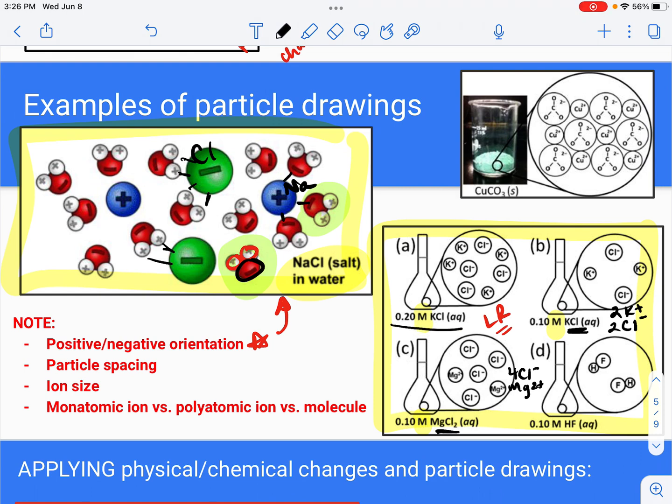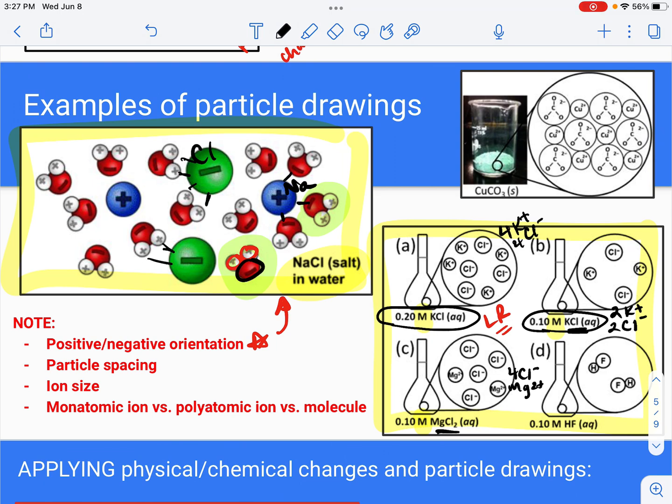Also notice that this solution of KCl is more concentrated. It's 0.2 molar, and this is 0.1 molar. So in the 0.1 molar picture, there should be half as many of each of the ions. And sure enough, in this one, there's 4 K pluses and 4 Cl minuses. So we definitely are paying attention to quantities and relationships, etc.